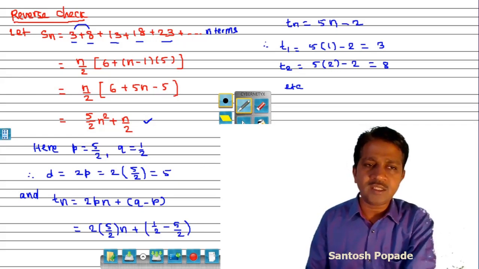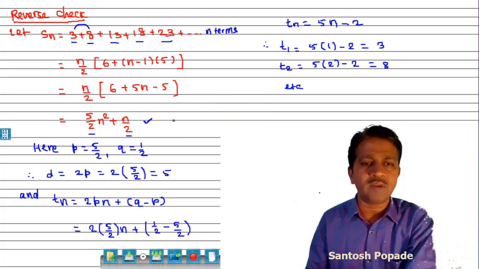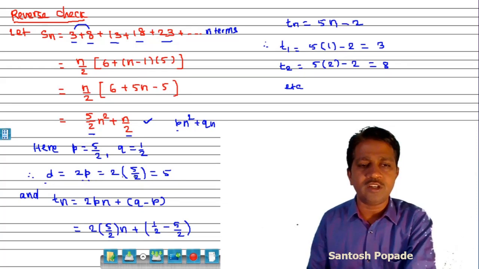Whenever Sn is given, we can find the common difference and the nth term of that AP. In this case, by comparing this Sn with Sn equals Pn square plus Qn, I can write P is 5 by 2 and Q is 1 by 2. So by using that trick, I can write D equals 2 into P, which means 2 into 5 by 2, which is 5. You can observe that the common difference in this case is 5, since 8 minus 3 is 5. And the nth term Tn is given by this formula.